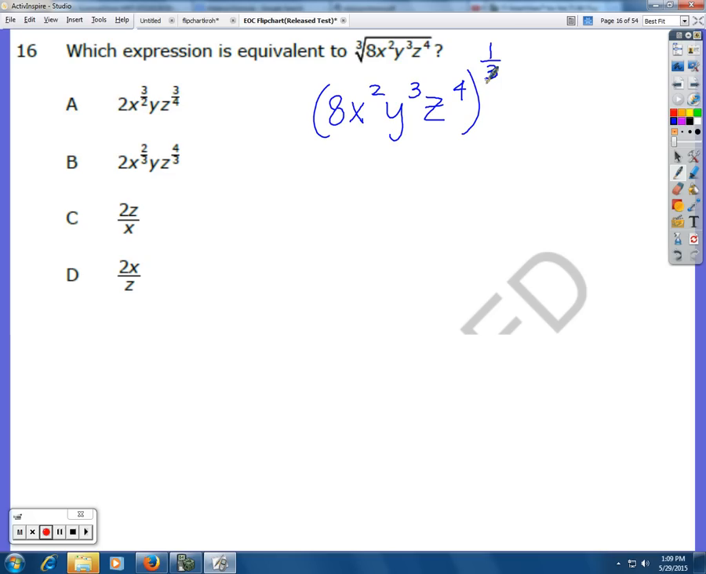Okay, now what I'm going to do is multiply my exponents, the exponents on the variables inside with the 1/3. With the coefficient, I have to take that coefficient and raise it to the 1/3. Okay, so this coefficient number 8, I'm going to raise it to that exponent that's on the outside. For all of these, I'm going to be multiplying whatever exponent it has by the exponent outside.